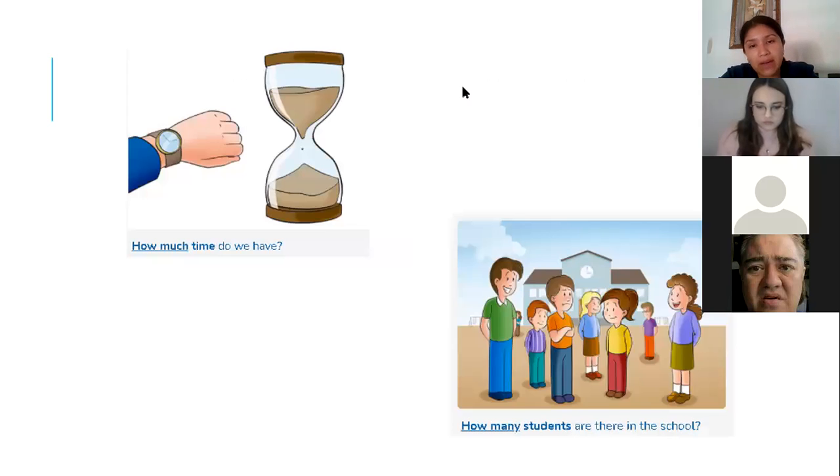Here we have 2 other examples with how much and how many. How much time do we have? So we're talking about time. We can't count time. We can count hours, podemos contar las horas, but we can't count time. So if someone asks you, oh, how much time do we have? Oh, we don't have that much time. Ya no tenemos tanto tiempo. We don't have that much. No tenemos mucho.